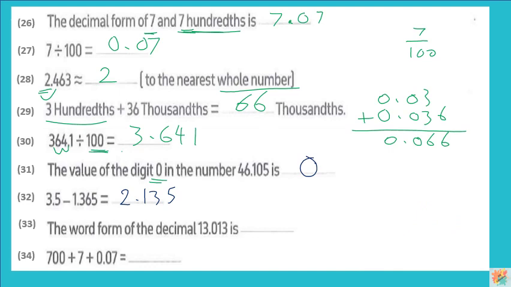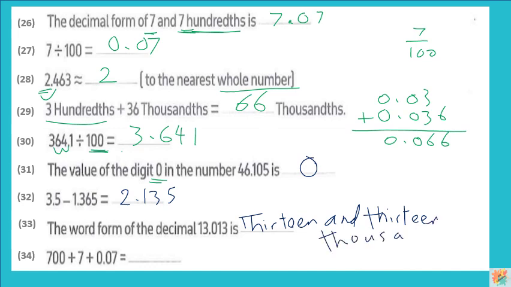Just read the number and write it in words. This number it's called 13. Yes. And what? And the 13. 13 what? 13 thousandths. برافو عليك. 13 thousandths. Okay.